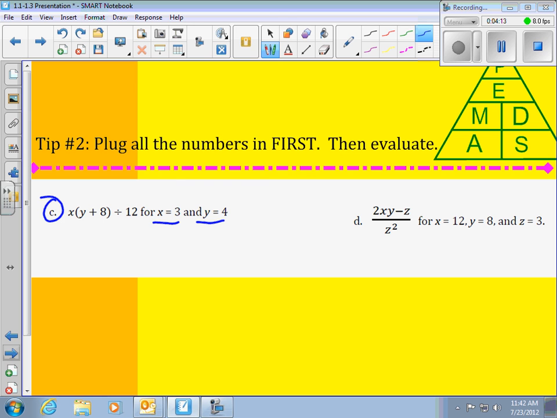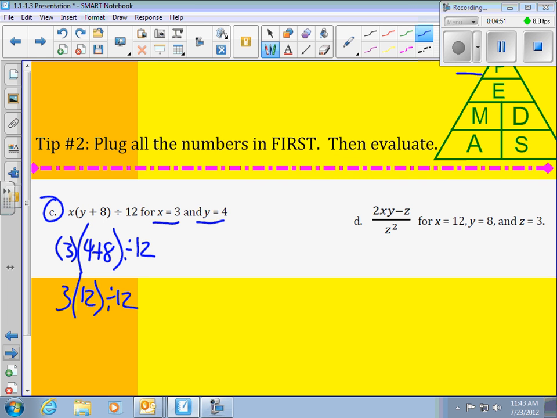So X is 3. Whenever I plug a variable in, I put it in parentheses to kind of keep the multiplication intact. Y is 4. I'm not going to put that in parentheses because it's plus 8 inside the parentheses. Divided by 12. And once we get all our numbers in, we can evaluate it. Well, once again, we got parentheses first, our grouping symbols. 4 plus 8 is 12, so it's going to be 3. I can drop my parentheses around the 3. 3 plus 12 divided by 12.